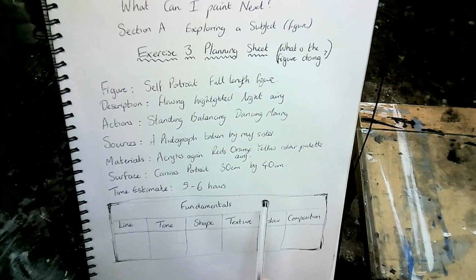I'm going to try and capture the movement, because the actions I'm trying to capture are the balancing, so it's all getting the movement right, the moving, the dancing, flowing, light, airy. So, line. There's not going to be much line at all in this, too, because I'm going for the texture of the paint rather than the line.